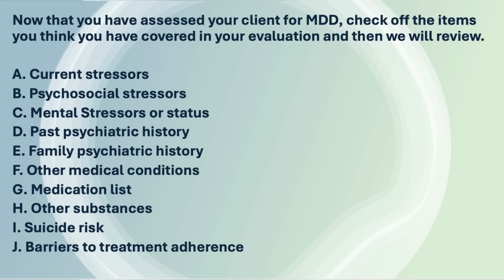What about E, family psychiatric history? That was not assessed, but it should be addressed. And if it wasn't already, then that is something that needs to be included in the follow-up evaluation. What about F, other medical conditions? That was reviewed via medical history and lab work. And then what about G, the medication list? That was collected, including prescription and over-the-counter medications.